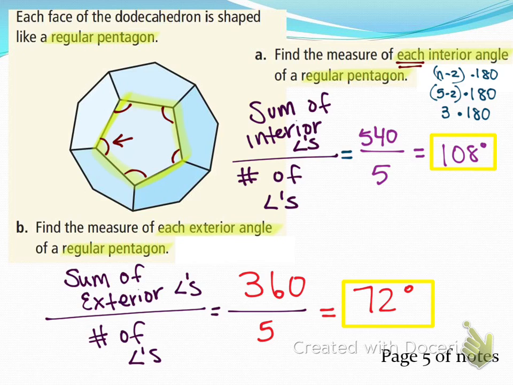A good way to check yourself is, what is 108 plus 72? It makes 180. Here's why. If I were to extend each of these angles, did I do it right? Nope. Here's the exterior. Here's the exterior. Here's the exterior. So I highlighted the exterior angles. Is everyone okay with them? They're in purple. Okay. They're a linear pair with the interior angle. So you should always add up to 180. It's kind of a way you can check yourself.